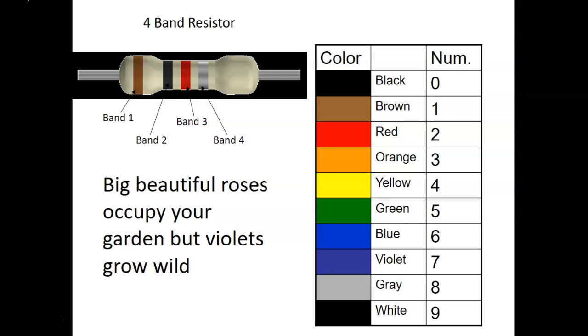Now, they've done several mnemonic devices for this. This is the one we provide. If you go on the internet and decide to try and find a different one, that is up to you. Just watch what you look for. Like with all mnemonics, some people have taken it to a not so correct way of saying things. The one we typically give everybody is: Big, Beautiful Roses Occupy Your Garden, But Violets Grow Wild.